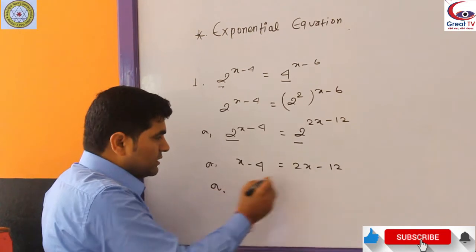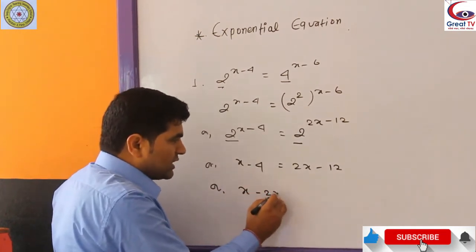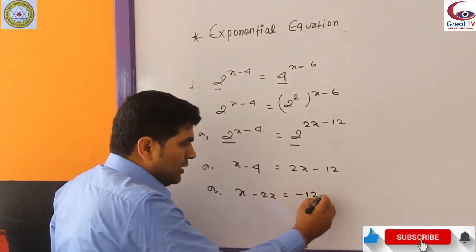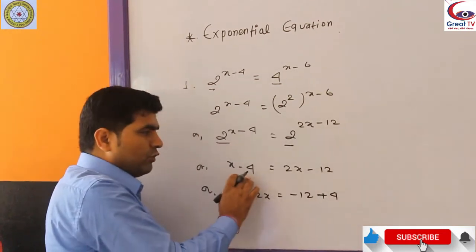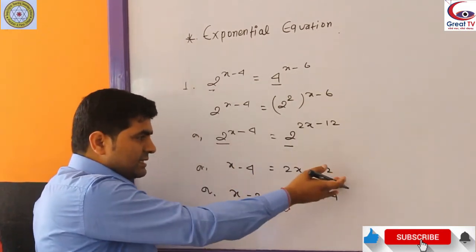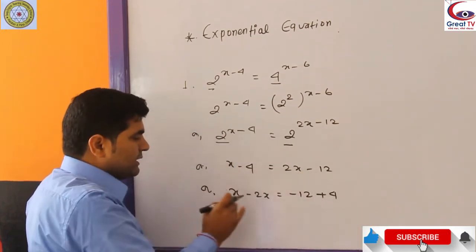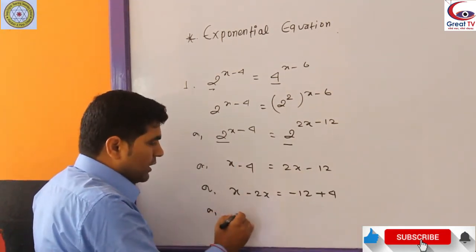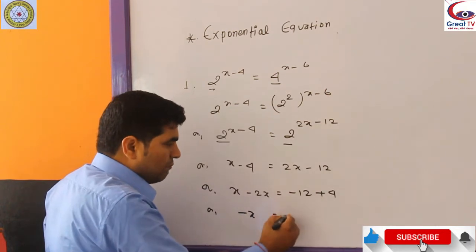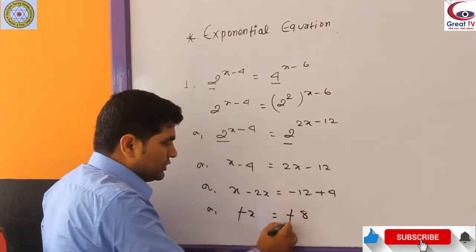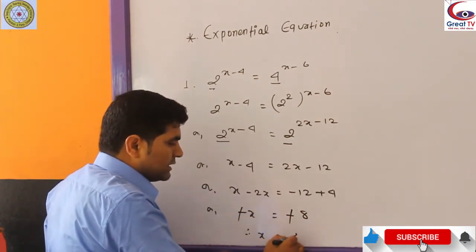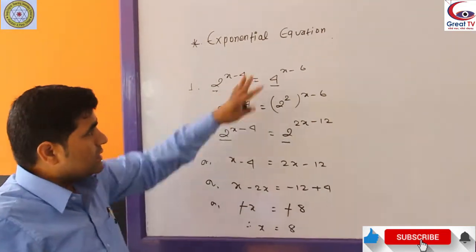Now to get the like terms, x minus 2x equal to minus 12 plus 4. This 4 goes to the other side, and the sign is the same. Similarly, 12 goes here, and 2x goes here, so minus 3x. Minus x equal to minus 8. We can eliminate the minus sign. Therefore, the value of x equal to 8. This one is the solution of this question.